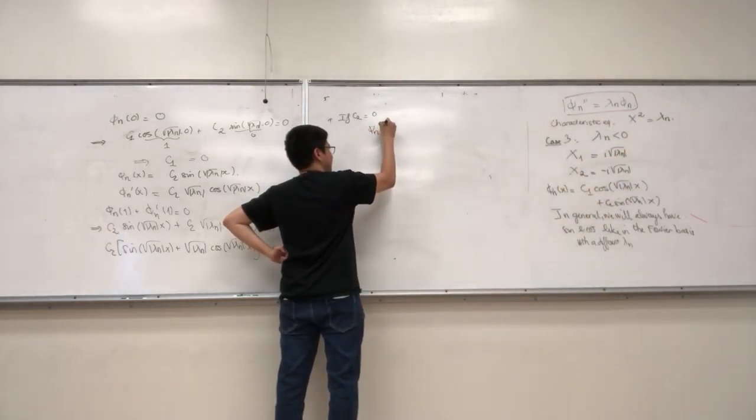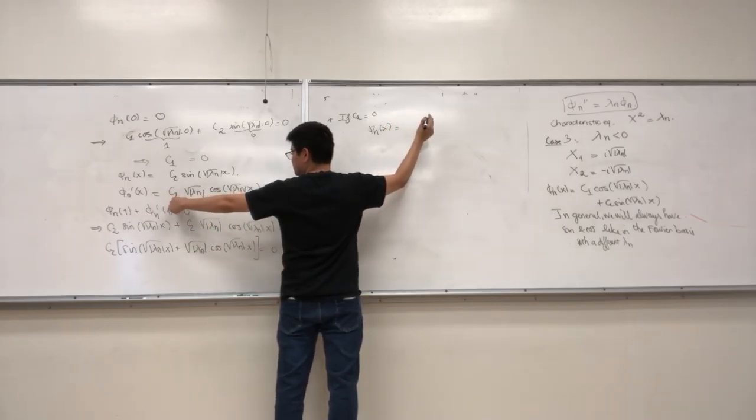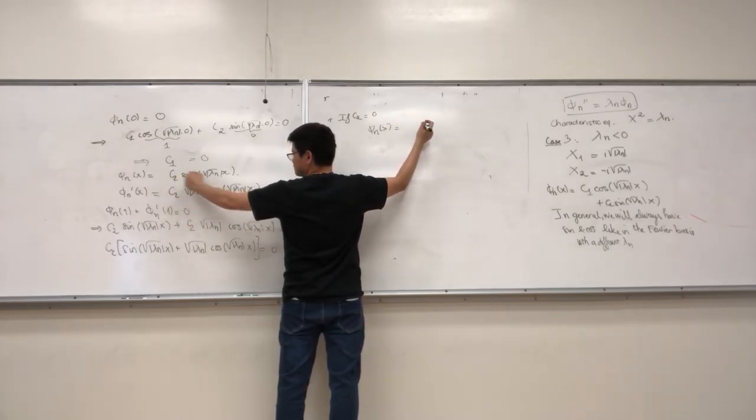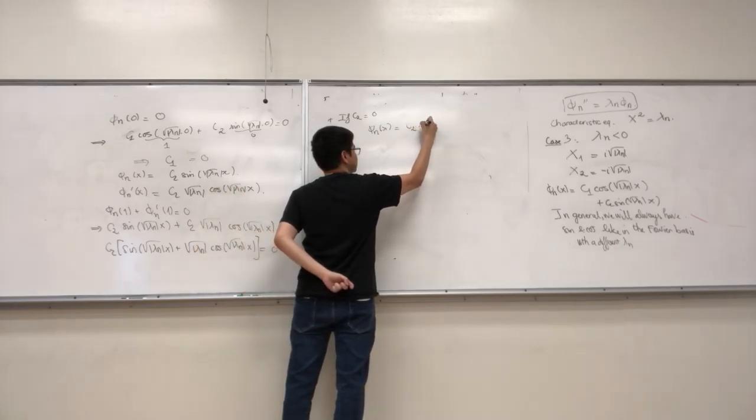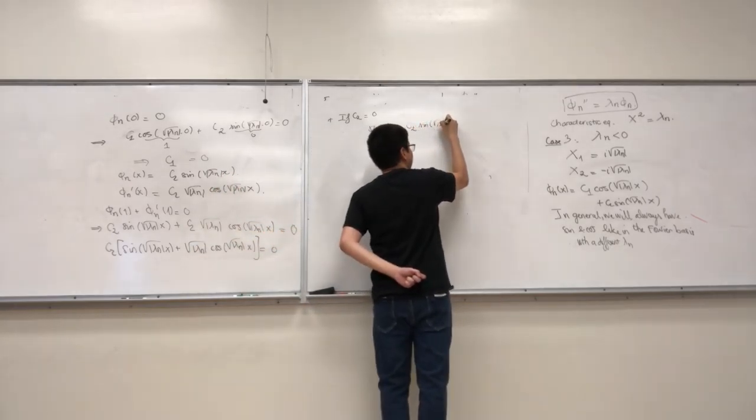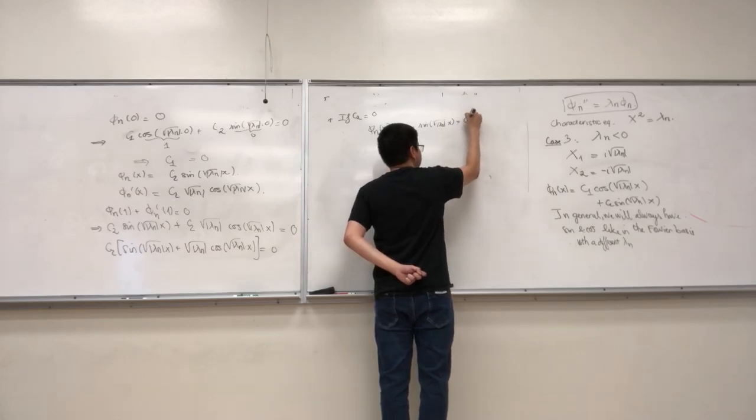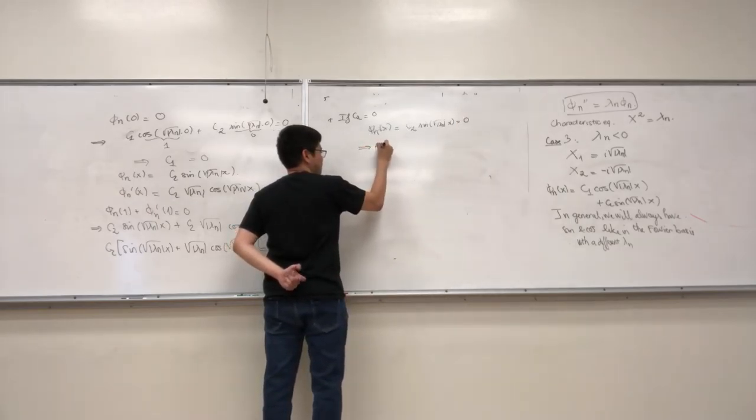So in this case, phi n of x will be C2 sine of the square root of lambda n x, and this is 0. So this is not an eigenfunction.